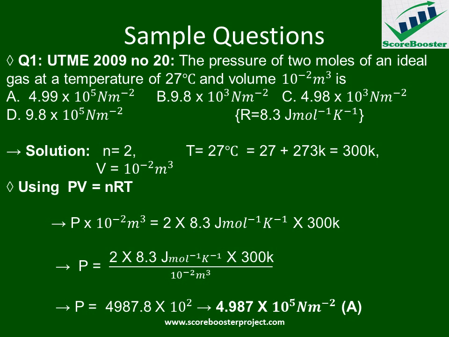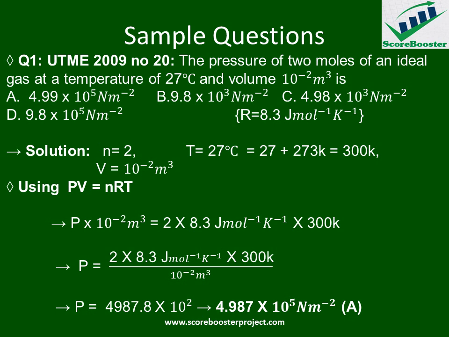Now on to the solution. The first step as usual is to write out the given parameters. From the question, we are given the number of moles of gas, n, to be 2. Similarly, we are given the temperature T to be 27 degrees Celsius, and to convert it to Kelvin, we add 273, making 300 Kelvin. Lastly, we are given the volume V to be 10 raised to power minus 2 meter cube.